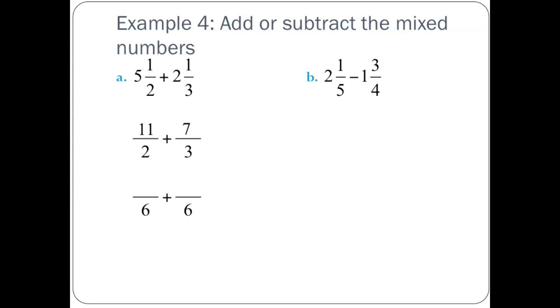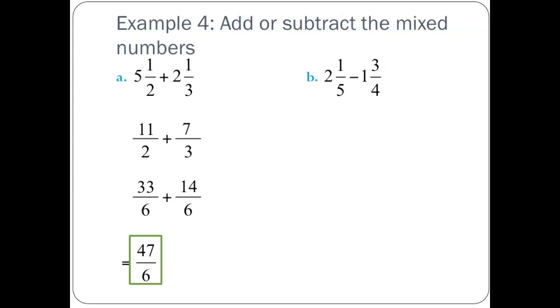Now, in order to have 6 as a common denominator, we multiply this first fraction by 3, so 11 times 3 gives me 33. In the second one, we did 3 times 2 to get 6, so 7 times 2 gives us 14. And now we have the common denominator, so now we can add these two fractions together, and that gives us 47 over 6, and that is as simplified as it can be.